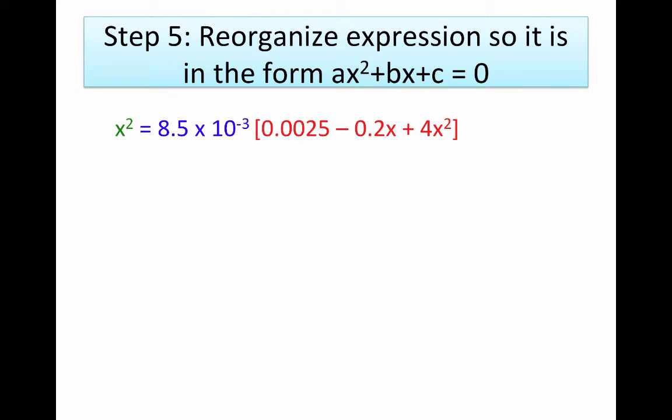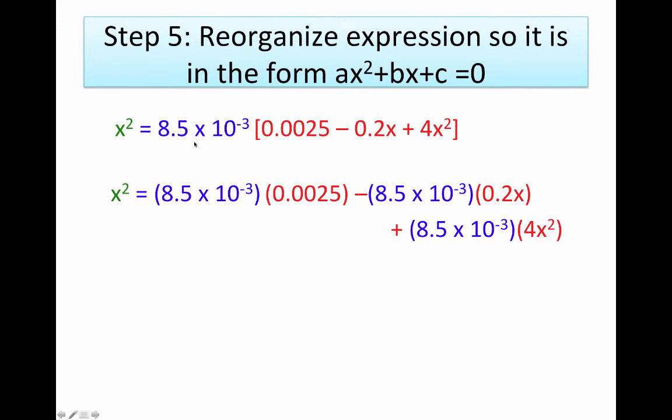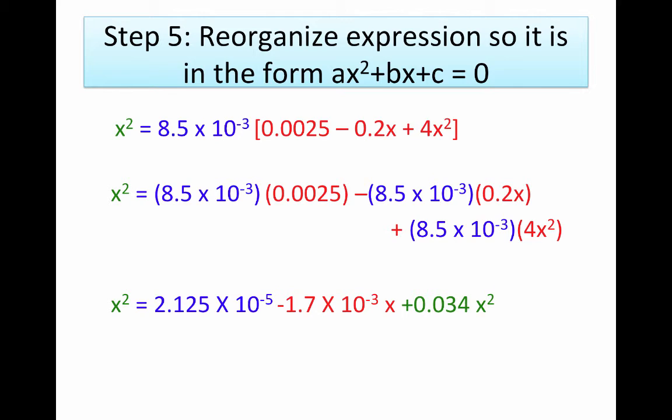Let's take that, and again, we still want to get it in the form ax squared plus bx plus c equals 0, so we're going to multiply through the expression in the brackets by 8.5 times 10 to the minus third. And so here's what we get, and of course we can simplify that. Here's the simplification. You can check my math with your calculator if you want.